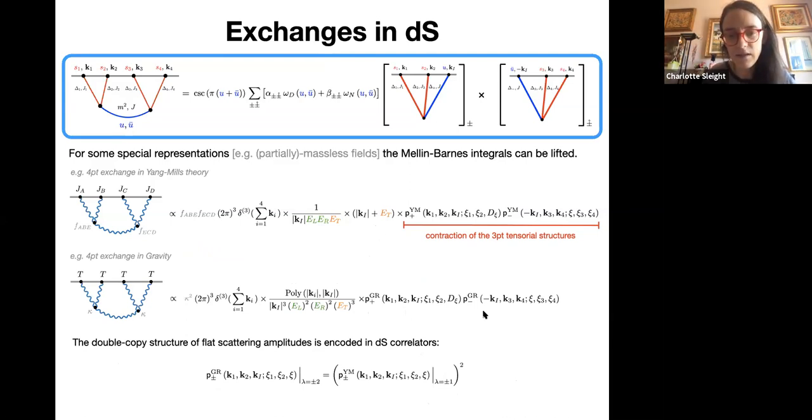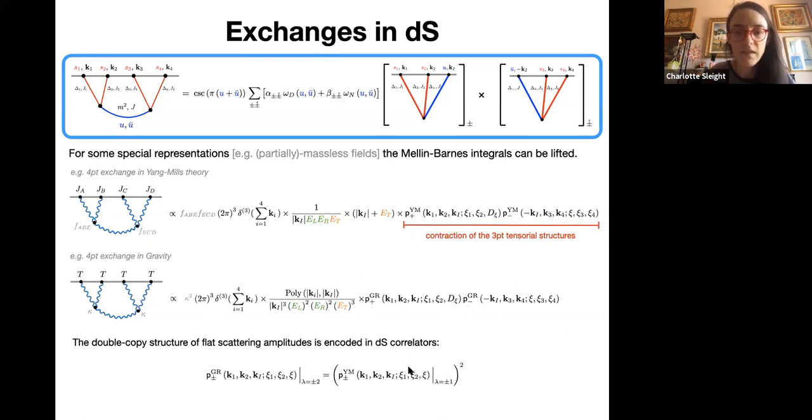And the nice thing is that precisely due to the double copy structure of scattering amplitudes in flat space, if you look at the tensorial structure, so the contraction of P plus and P minus in your gravity exchange, and you restrict to the highest helicity component, this is equal to the square of the highest helicity component of the tensorial structure in the exchange in Yang-Mills theory.